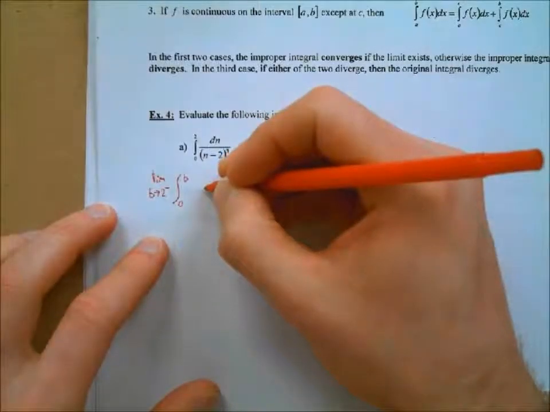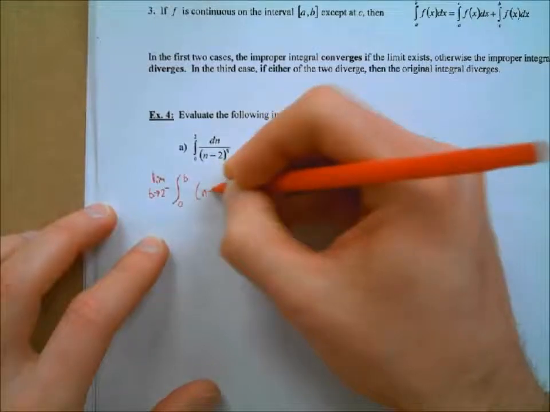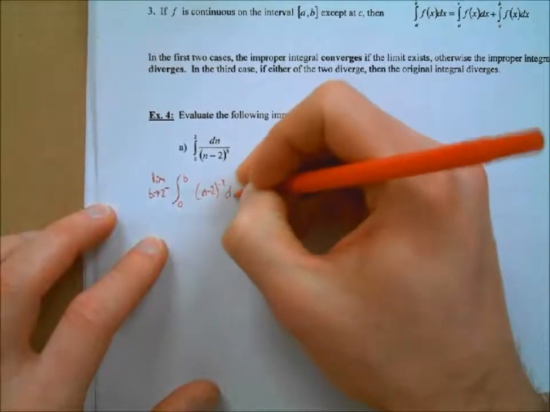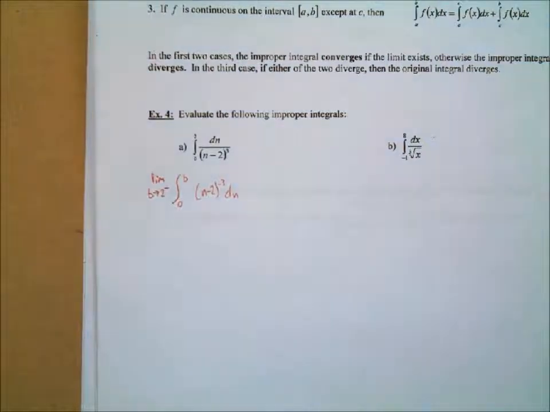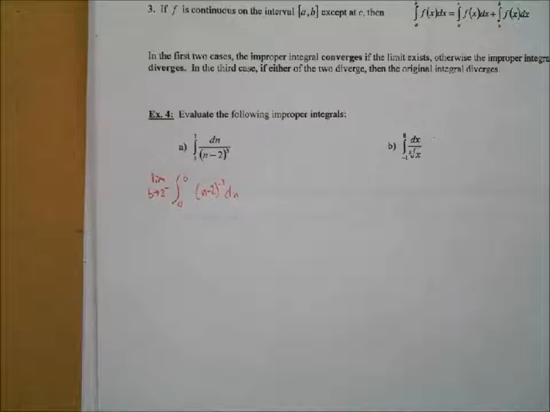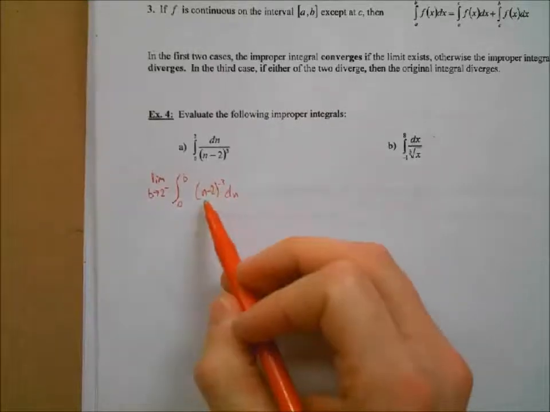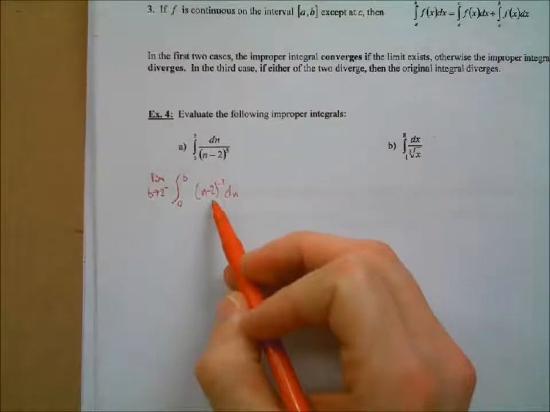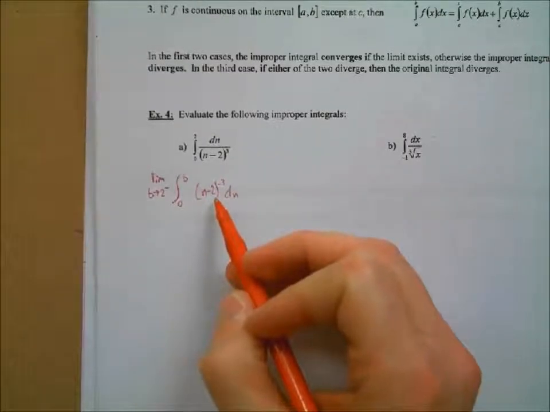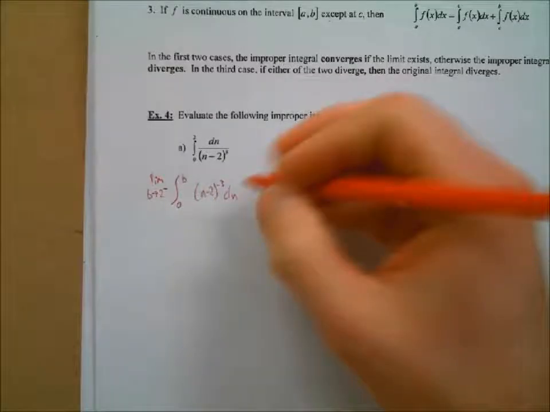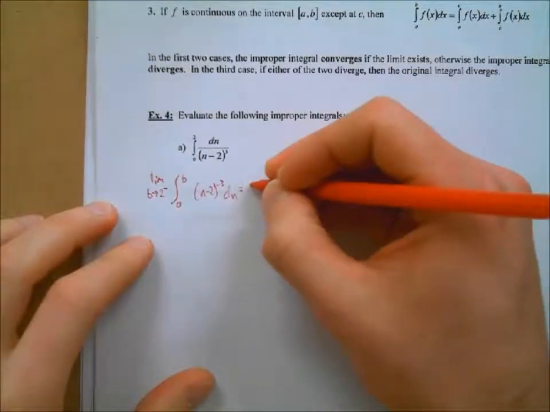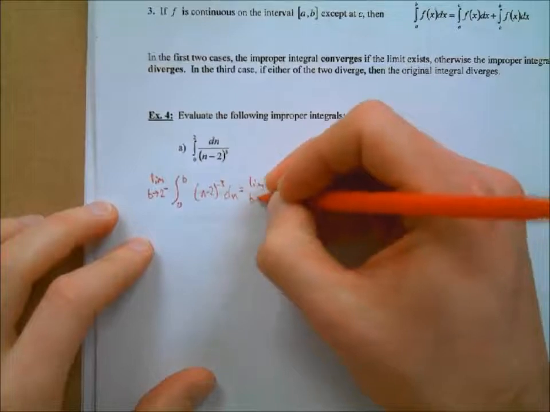And again, I'm going to rewrite this as n minus 2 to the negative 3 dn. To integrate this, what strategy or technique do we need to use? A u substitution. But again, this is a very basic u substitution where we can get away with not doing it. If we let u be n minus 2, du will just be dn, and so we can just integrate this with mental math, the u substitution if you like. So that's what I'm going to do.